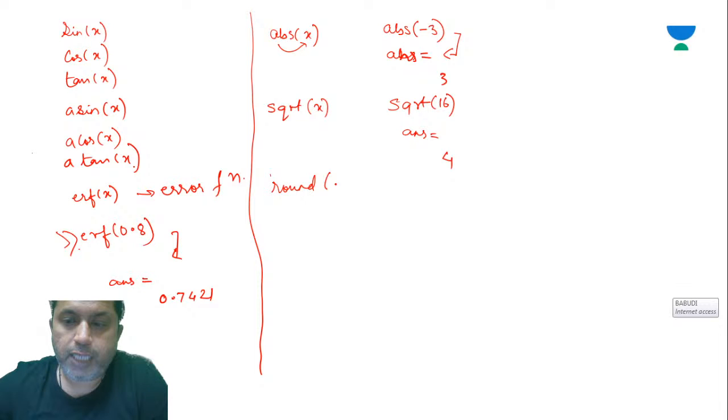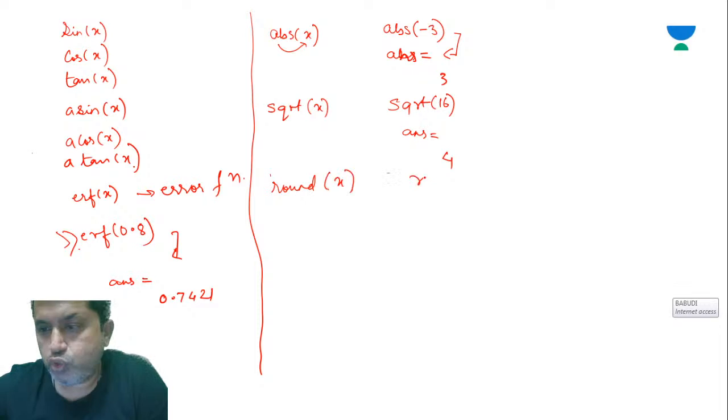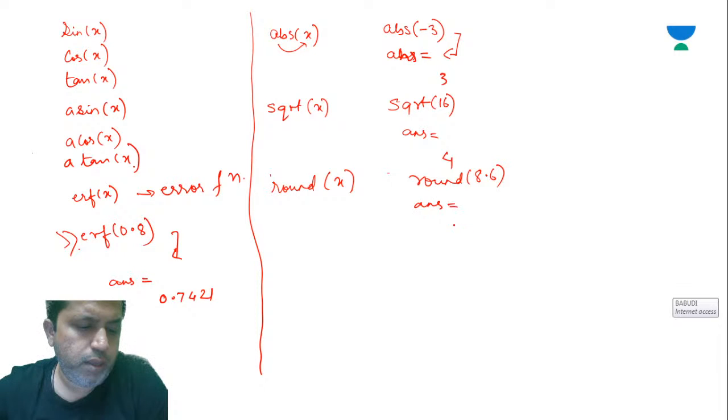Next function is the round function. So I will say round 8.6, the answer will be 9, because the decimal part is greater than 5, so it will be incremented by 1, so 6 will vanish, so 9.